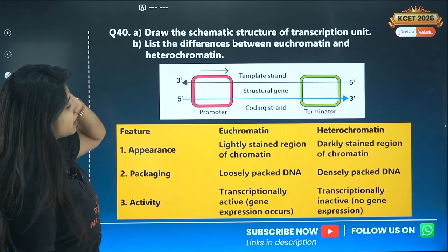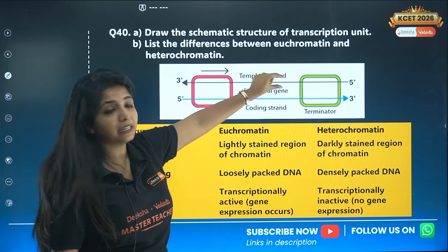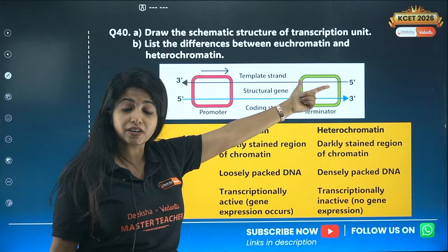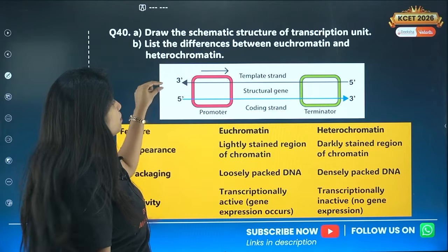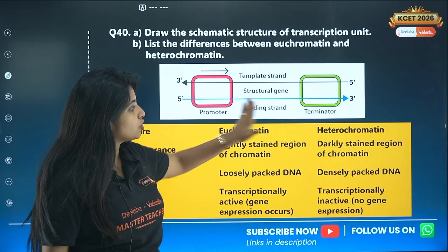Next thing, draw the schematic structure of transcription unit. So this is a transcription unit. There will be a template strand which is going to undergo transcription. It is going to be in 3' to 5' direction because the transcription happens in 5' to 3' direction. Always remember. So the new strand is going to be formed in 5' 3'. So this is template strand. This is just a coding strand.